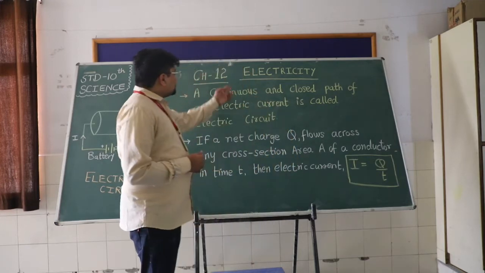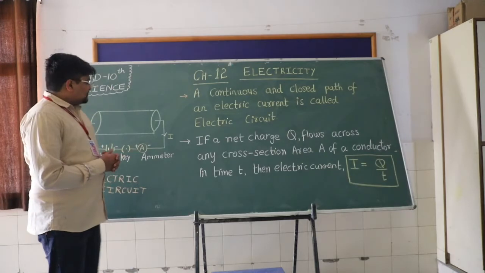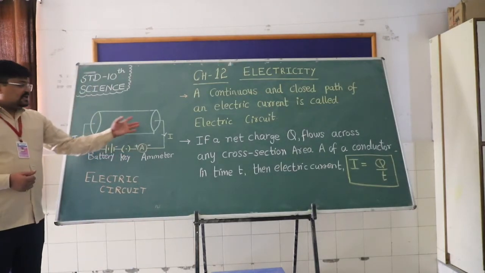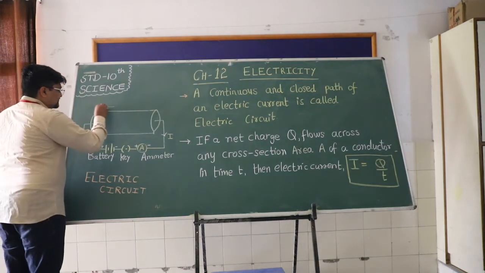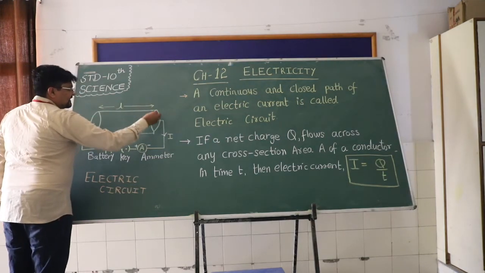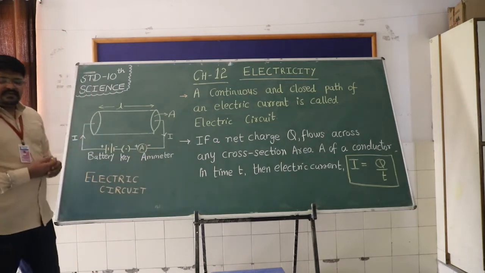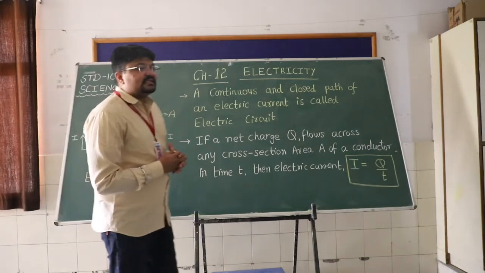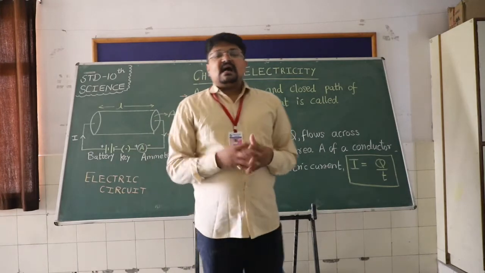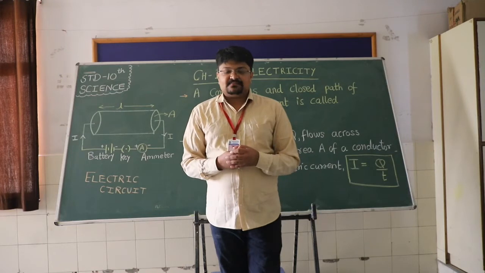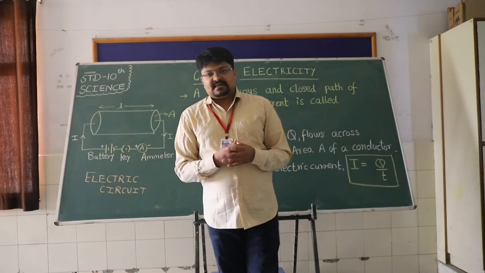Okay, so chapter number 12, electricity. Students, you can see a schematic diagram in which I have taken a conductor. The conductor length is L, for example, and the area of the conductor is A. Any conductor we have taken, mainly conductors are those which allow electricity to pass through them. So they are known as conductors, and the property they have is conductivity.